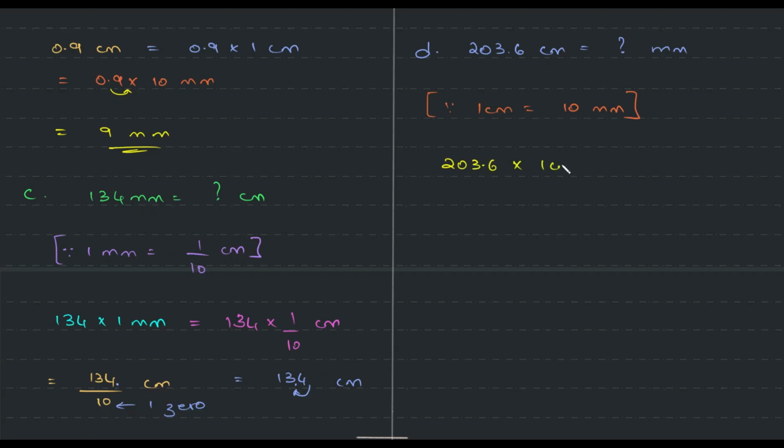203.6 into 1 centimeter, which can be written as 203.6 into 10 millimeter. So you know what happens to decimal place when you multiply with 10? They shift to the right. So 2036 millimeter is your answer. So into 10 will shift. How many zeros are there? 1 zero is there, so 1 shift.